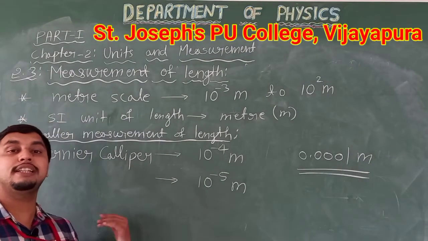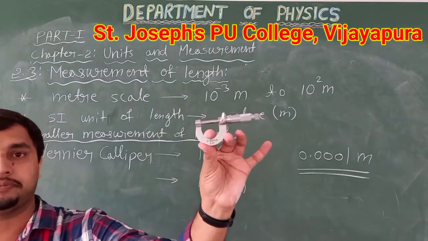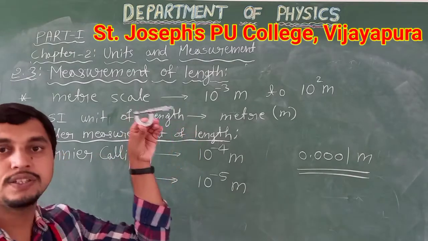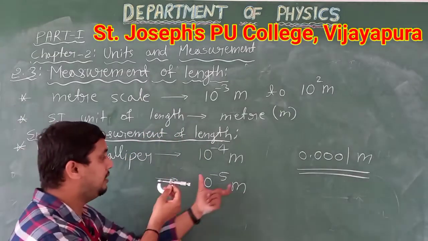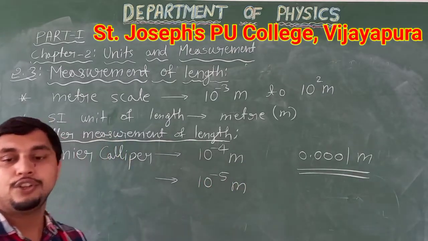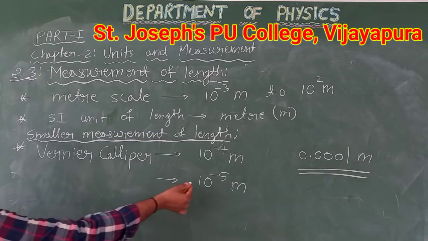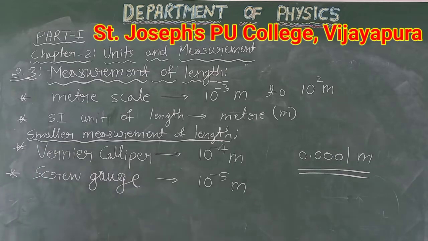Once again, we will go for another device. The device is the screw gauge. I hope you are observing this device. The name of the device is screw gauge. So by using this screw gauge, we can measure smaller lengths. The order of measurement is 10 to the power of minus 5 meter. Usually, this device is used in many industrial and laboratory purposes to measure the order of 10 to the power of minus 5 meter. The name of the device is screw gauge.